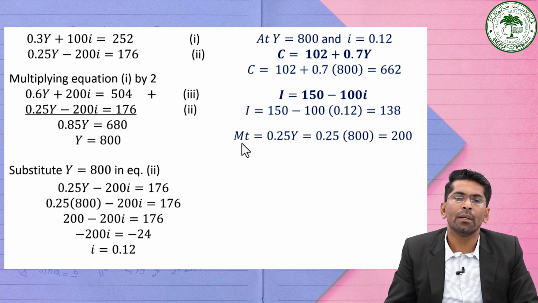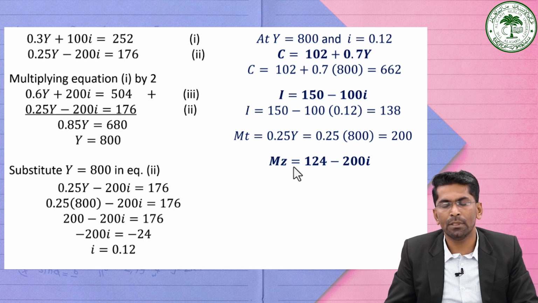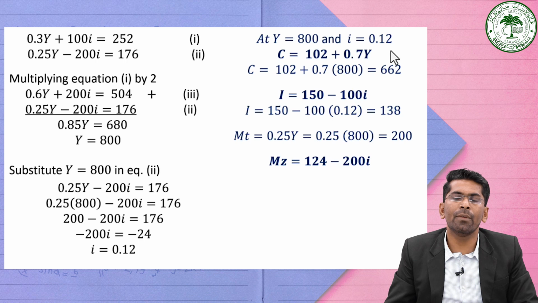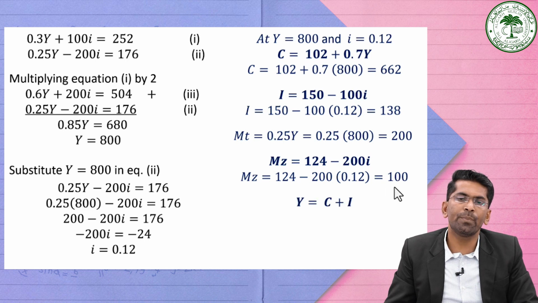Similarly, we can also find out the transaction demand for money. The transaction demand for money, that is MT, which is already given in the question, is 0.25y. Here y is 800, so I am substituting y equal to 800. It will become 0.25 into 800, which is equal to 200. So the transaction demand for money is 200. Similarly, we can also find out the speculative demand for money, which is equal to 124 minus 200i. Here i is given as 0.12, so I am going to substitute it. The speculative demand for money, that is MZ, is equal to 124 minus 200 into 0.12, which is equal to 100. So this is the speculative demand for money.